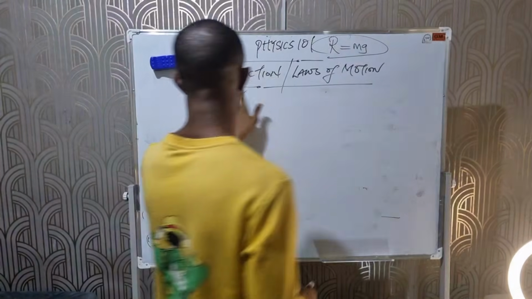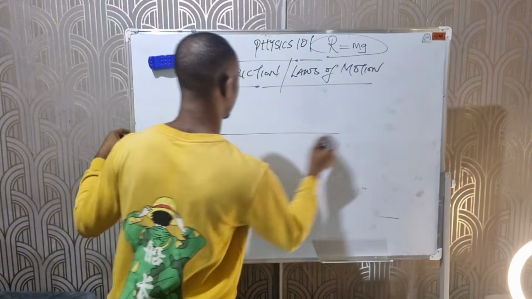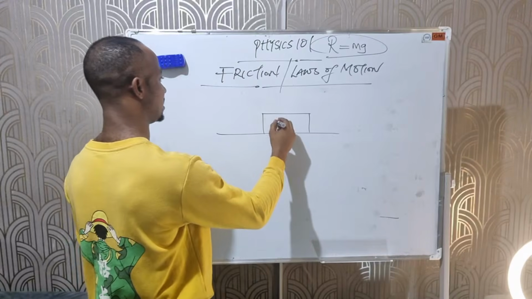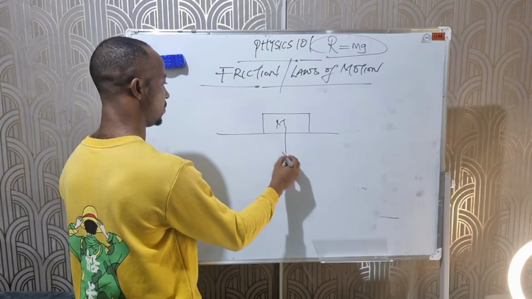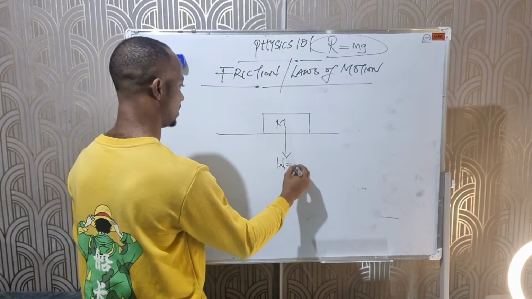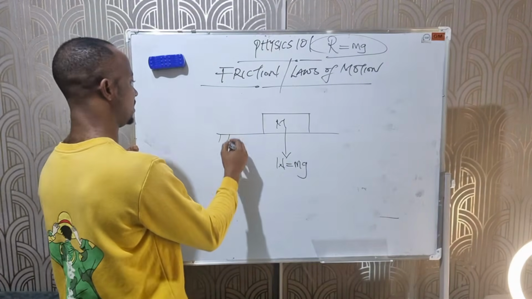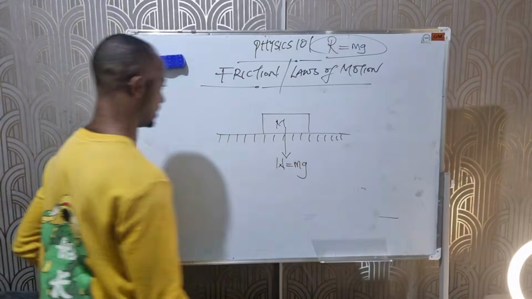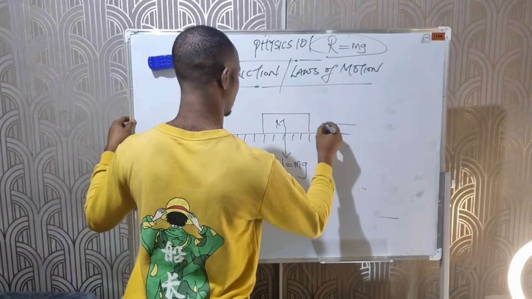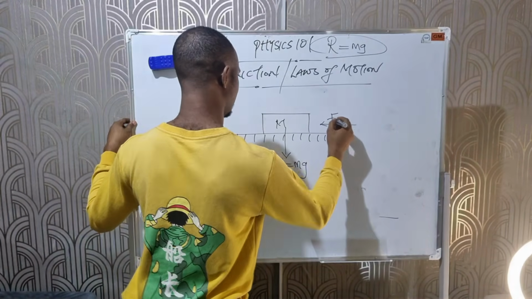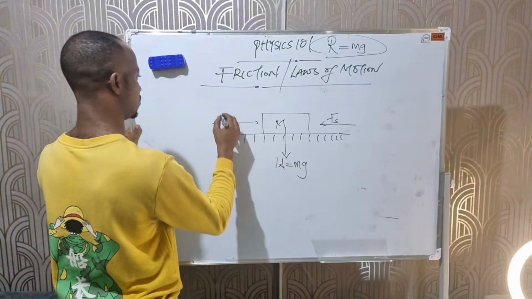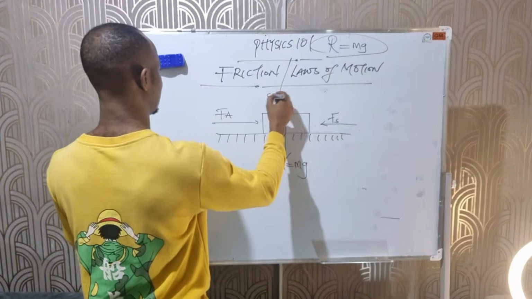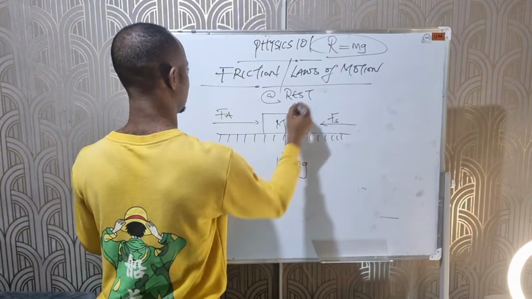Okay, now we are saying that, listen, if I have a body kept here, and the body has a certain mass, the weight of the body will always act downward, right? We have weight equal to mg. We are looking at a case where we have friction along this path, right? Then we have our Fx, then we have here Fa, right? We're looking at the body when the body is kept at rest.